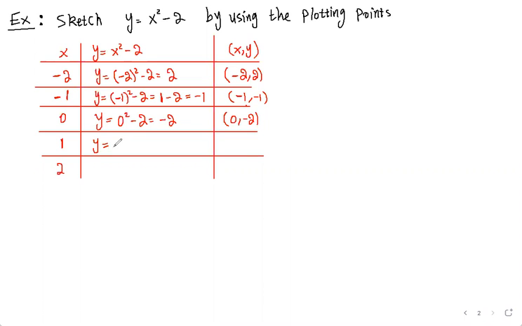For the 1, we'll do the 1. So 1 squared minus 2, that gives me 1 minus 2, which is -1. So the point is 1 and -1. And for the 2, the same thing. Let me check. 2 squared minus 2, that gives me 4 minus 2, it's 2. So the point is 2 and 2.